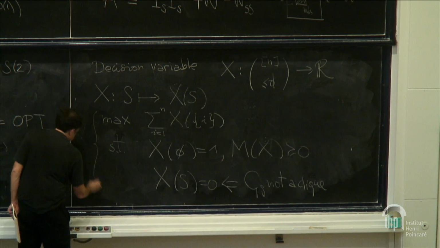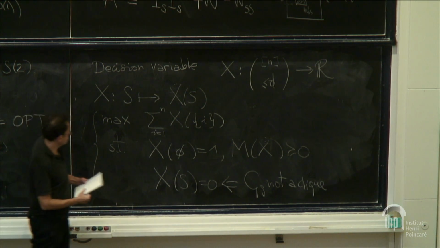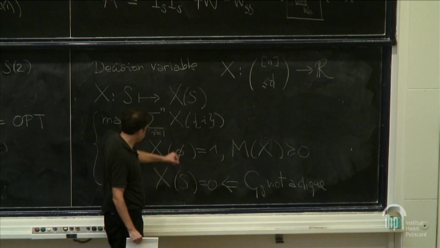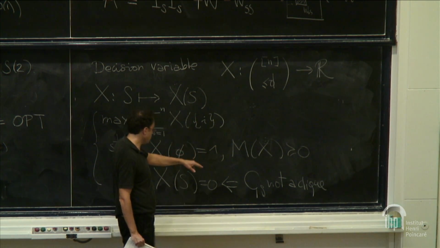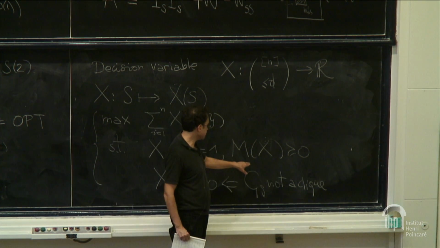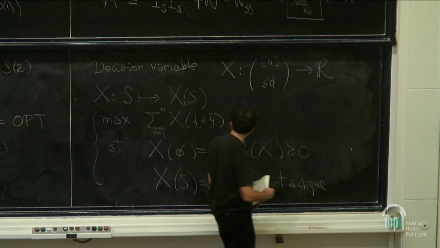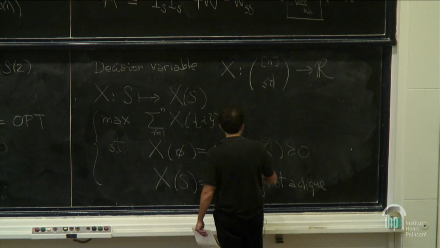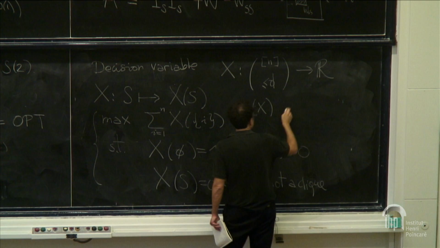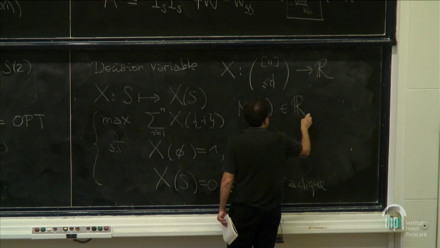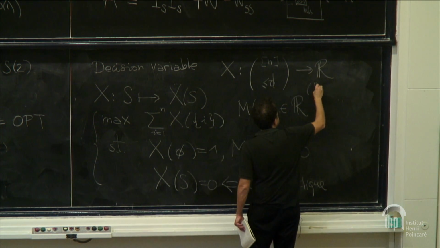So let me explain this. So I look at this. This is a big vector. I maximize this function. The empty set must have x equal to 1 by definition. And then I form this matrix, and I require that this is to be PSD. So what is this matrix? M of x is a moment matrix. So it's a matrix that is indexed by subsets of size at most d over 2.